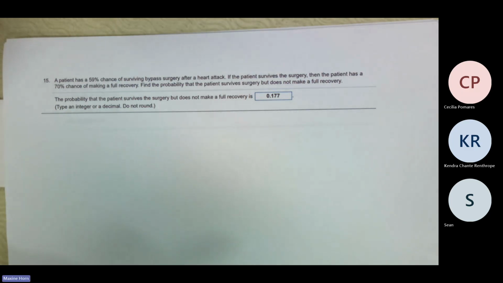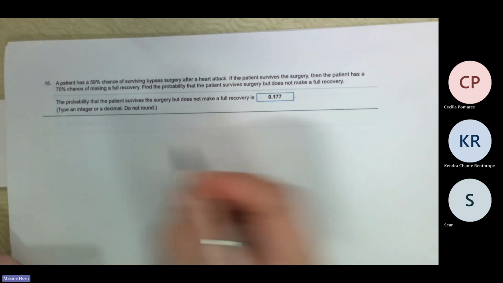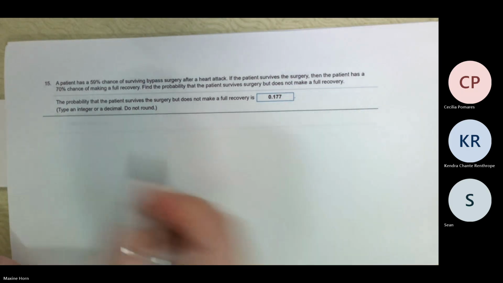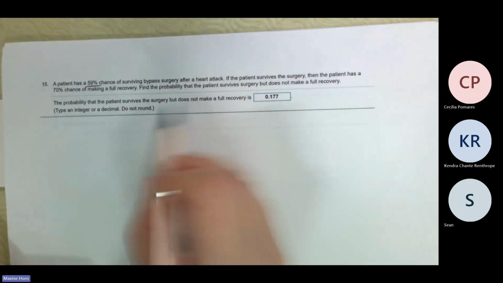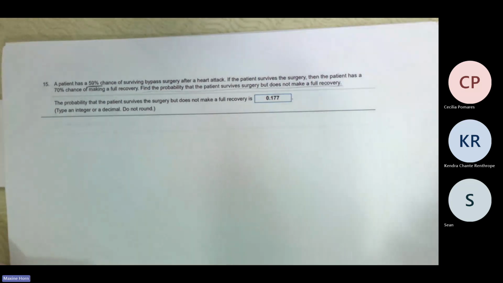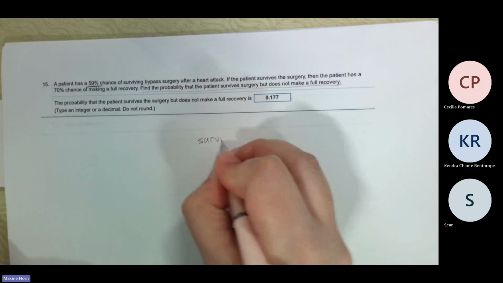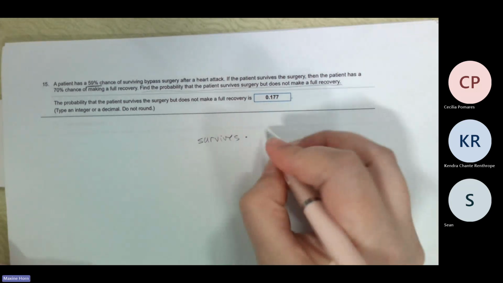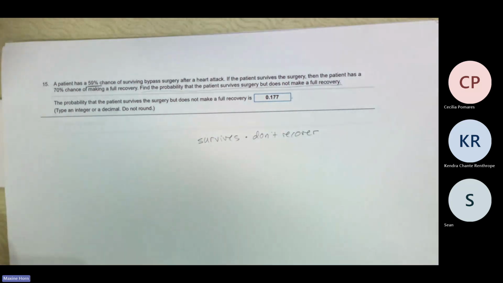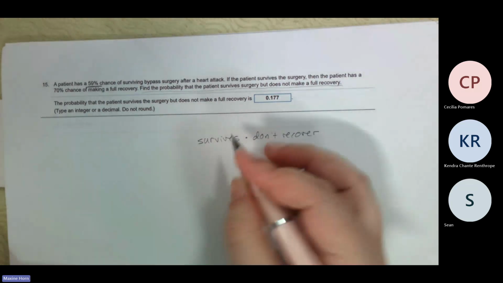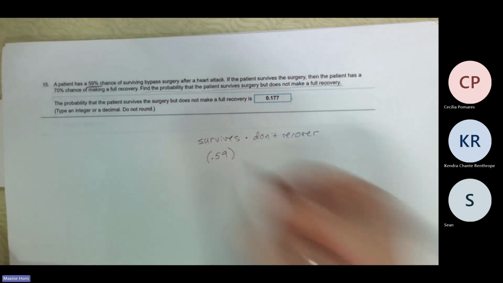Okay, so we have the probability that they survive the bypass surgery. Okay, so that's the first thing. Find the probability that the patient survives but does not make a full recovery. Okay, so we're going to say probability that they survive and the probability that they don't recover. Right, those are the two things we're multiplying. Okay, the probability that they survive the surgery is 0.59.